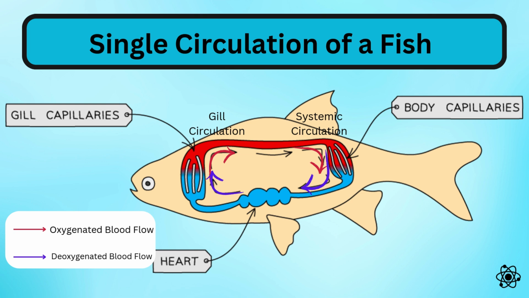So, when the heart pumps the blood to the gills to be oxygenated, it's called gill circulation. The blood then continues through the rest of the body before arriving back at the atrium, and this is called systemic circulation.